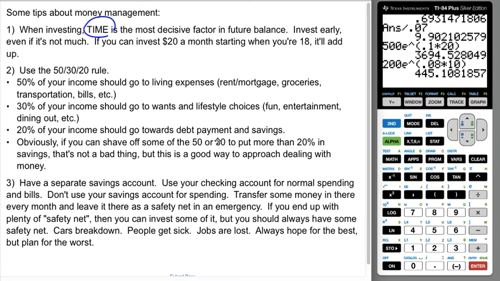If your safety net is really big because you haven't had to touch your savings account for a long time, then you can take some of that safety net and invest it, right? And if you invest early and you invest reliably, you'll be surprised how big the turnout is later in your life. But you should always have a safety net. Cars break down, people get sick, jobs get lost. We always hope for the best, but you need to plan for the worst, okay? So again, not a math video, just a video about some basics in terms of money management and moving forward as you enter adulthood.